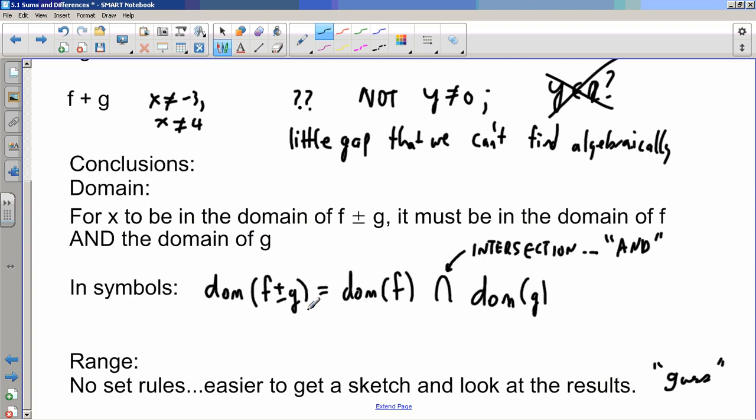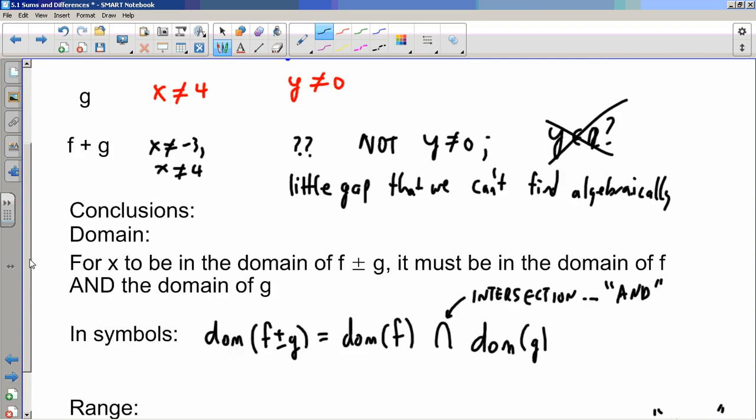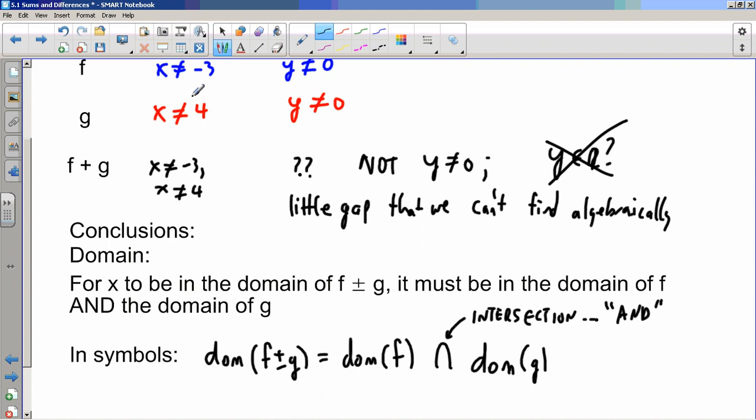Okay. So domain and range, we take the domain of the two separate, and then it has to be in both. So to be in the domain of f plus g, you have to be in the domain of f and in the domain of g. So that means any holes from either of them sort of stick around as holes in the combination function.